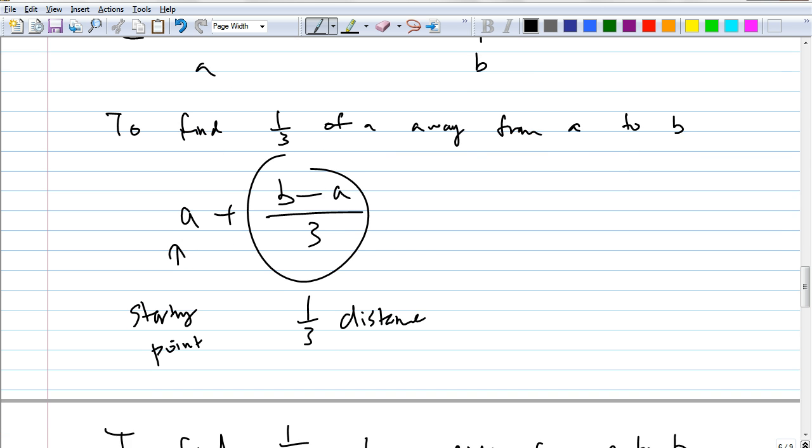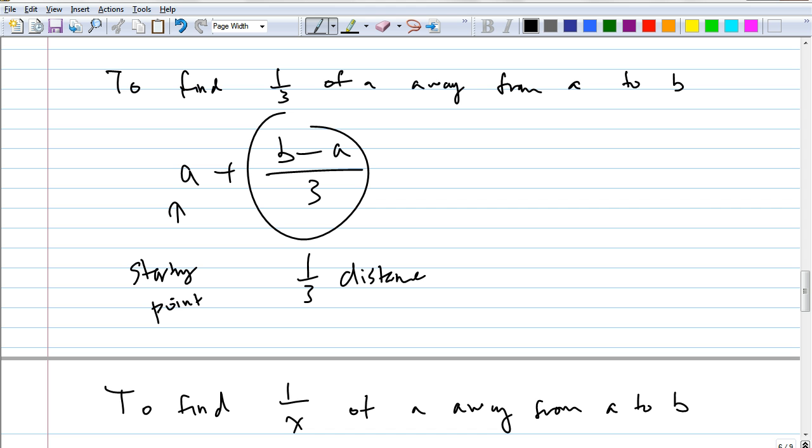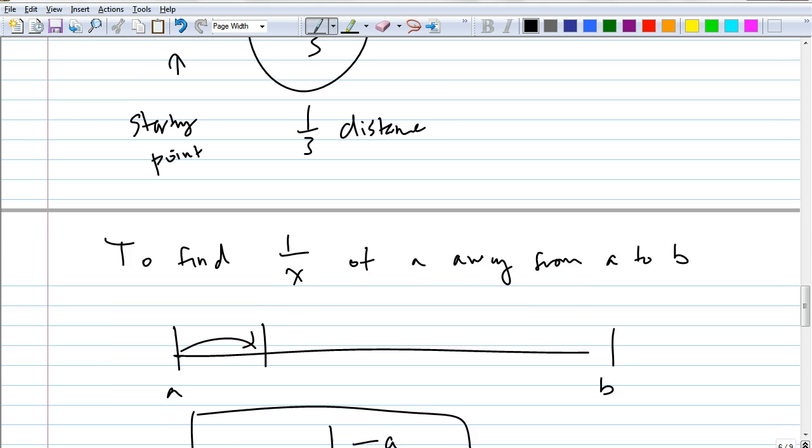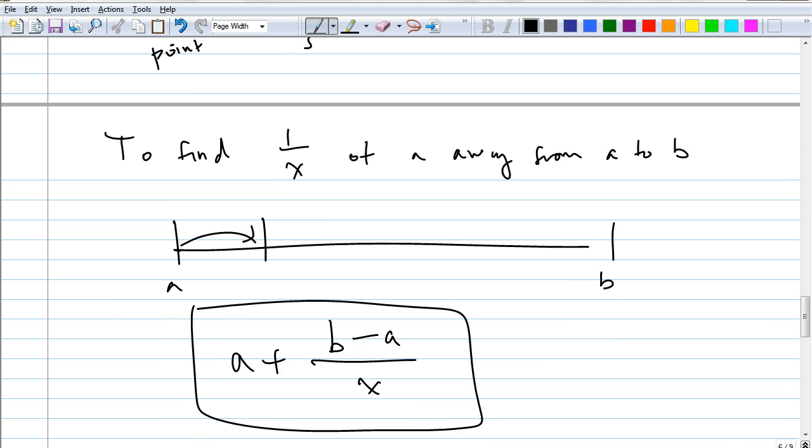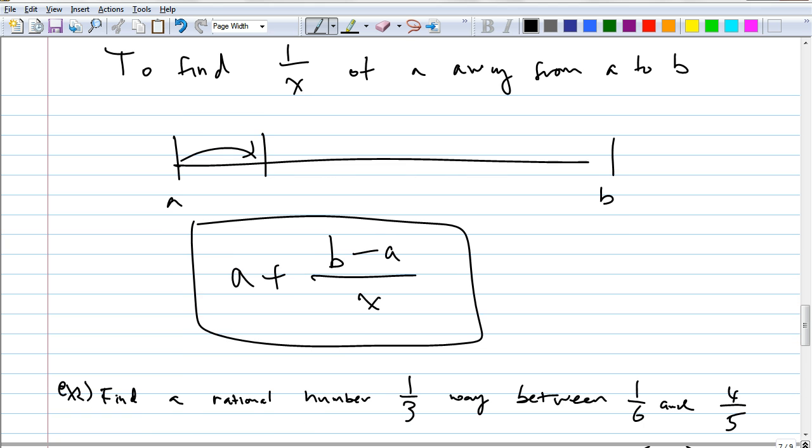It'll work for any of them. Okay, if I'm asking, find 1/x of a distance away from A to B, who could give me the generic formula for this? You do B minus A divided by x plus A. That's exactly right. But I would actually write A first, A plus that. Does that make sense, guys? If you do B minus A, that gives you the total distance from A to B. You divide that by x because that will give you 1/x of it, right? And then you add it to your starting point. Does that make sense?